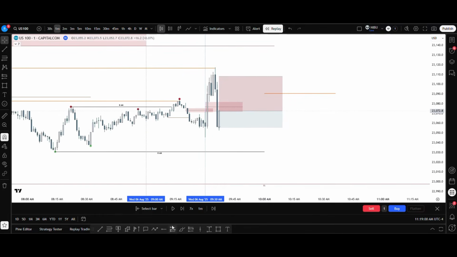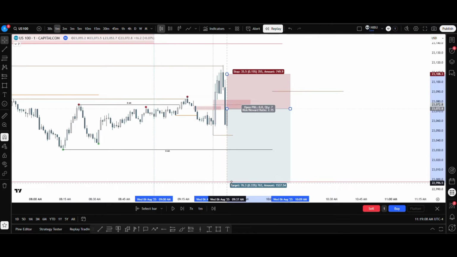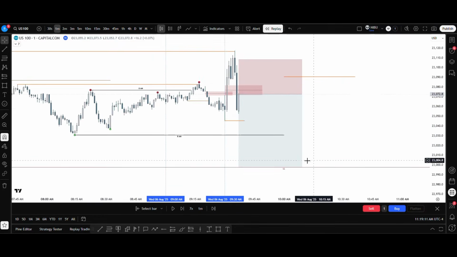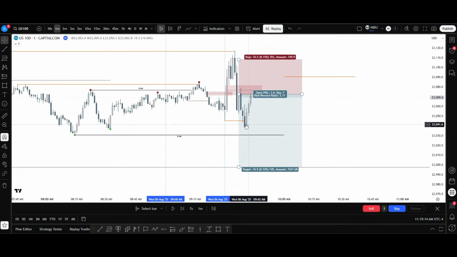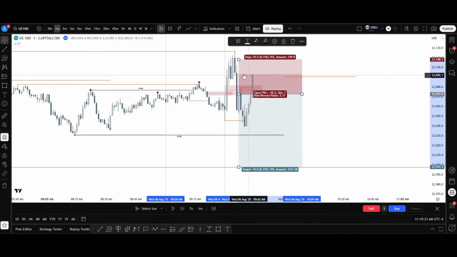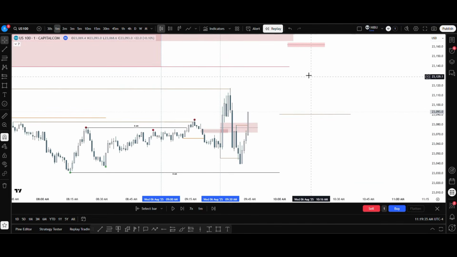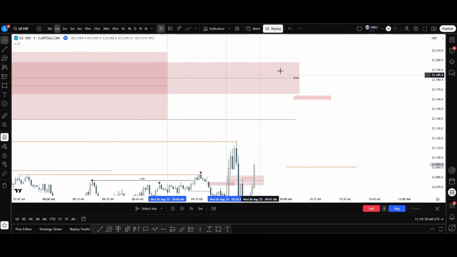My plan was like this: once price closes below, then move to break even and target London low. Price broke the structure here, and I just moved to break even. And price hit my break even. Then I just waited for price to tap here. Not here, here, in the inversion FVG.